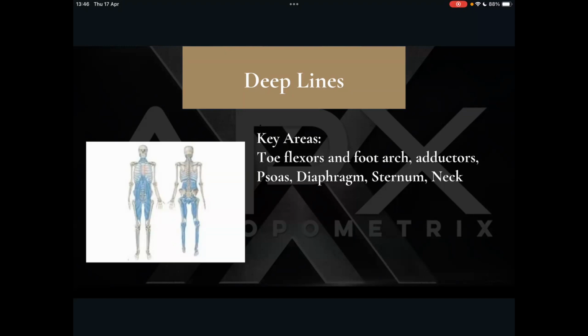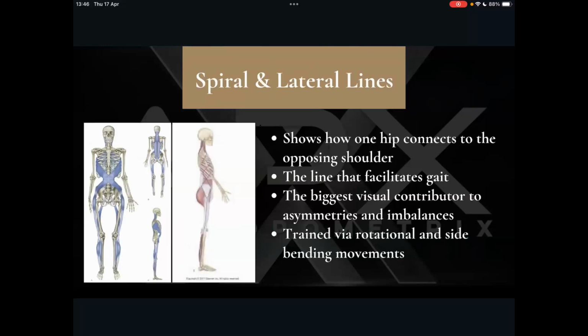Diaphragm, very simple, get them breathing. Neck, obviously, get them doing some form of neck stimulus. Spiral and lateral lines. So again, really cool stuff for me. And this one is a big one, which will have a massive penny drop moment when it comes to things like squats. The one to the left, the spiral line, that is your squat line. That is what enables us to squat and walk. It's such a cool concept when we think about it.